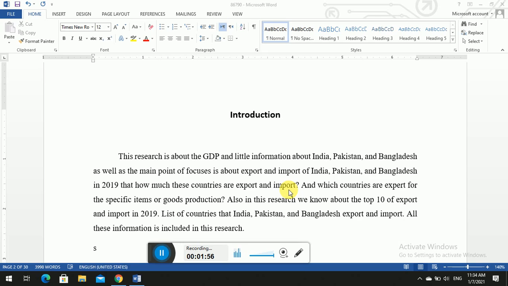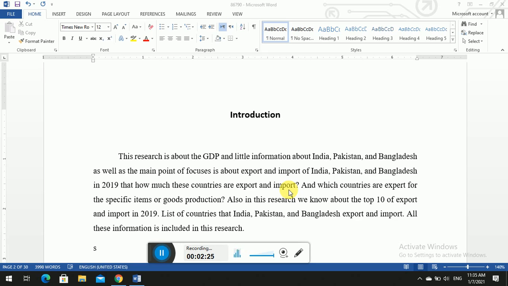So today I'm going to talk about these three countries: India, Pakistan, and Bangladesh. You should know what they are exporting, what they are importing, from where they import, where they export, regarding their economy, their population, and everything. So we will discuss each and every point in full detail, so it's easy for you to understand these topics.